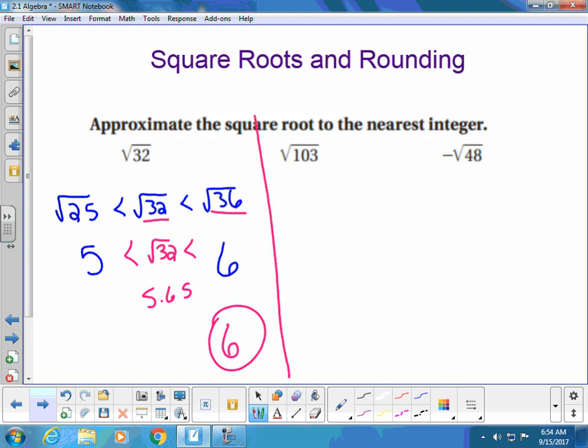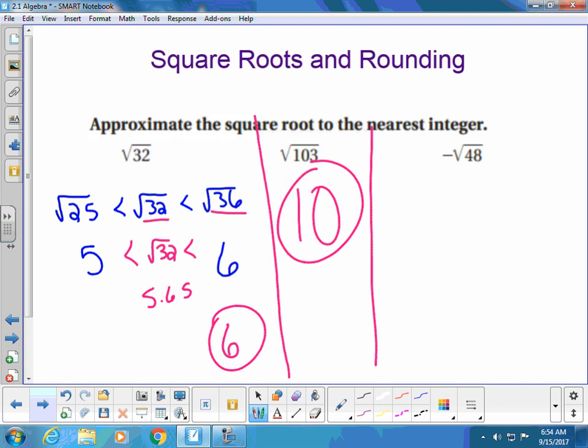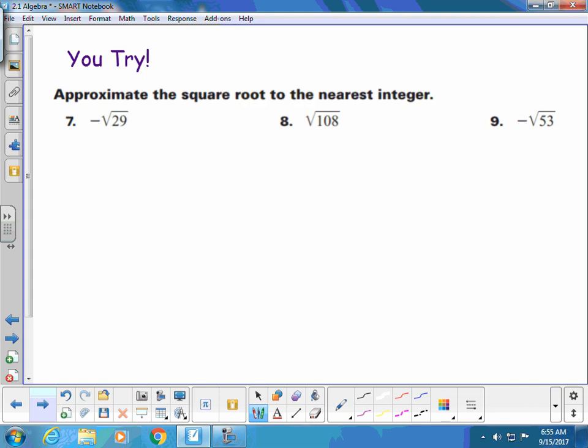All right, the square root of 103, that's really, really close to the square root of 100, so I would just approximate that into 10. And then the 48 is really close to the perfect square 49, and the square root of 49 equals 7. So we probably approximate this to be pretty close to 7, and then I apply that negative sign. -7. Go ahead and pause the video and try these three all by yourself. Resume the video when you're ready to check.